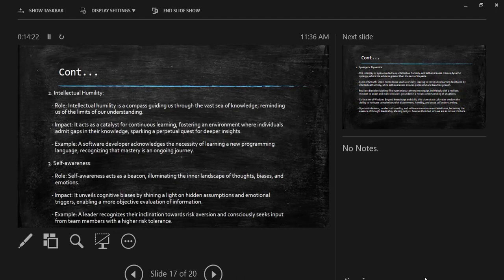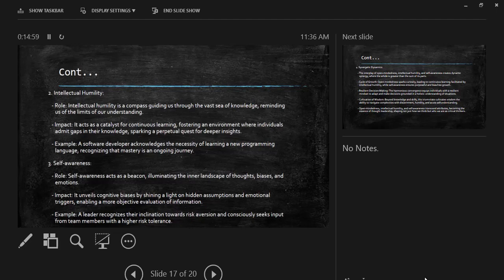The second one is intellectual humility. It's a compass guiding us through the vast sea of knowledge, reminding us of the limits of our understanding. Its impact is that it acts as a catalyst for continuous learning, fostering an environment where individuals admit gaps in their knowledge, sparking perpetual quests for deeper insight. Example, a software developer acknowledges the necessity of learning a new programming language, recognizing that mastery is an ongoing journey.